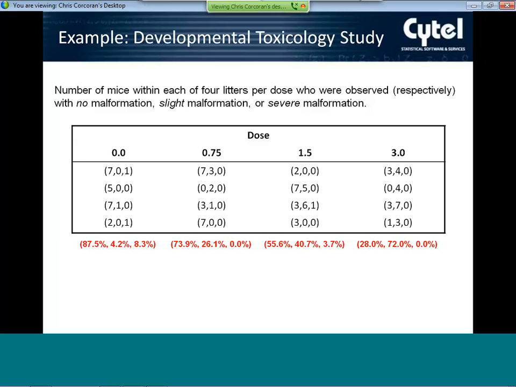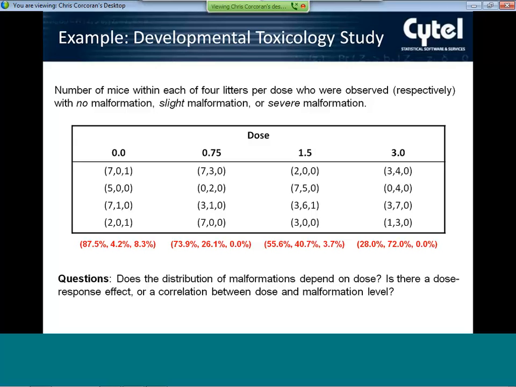Again, if we collapse over these dose groups, you can see that, at least we observe that, the proportions within each of these malformation categories appear to differ across these dose groups. The question is, is there evidence that dose actually corresponds to a difference in these proportions, a significant difference? But again, the fetuses within each litter are going to be more alike than fetuses across litters. And so again, we have to answer these research questions while accounting for the correlation.